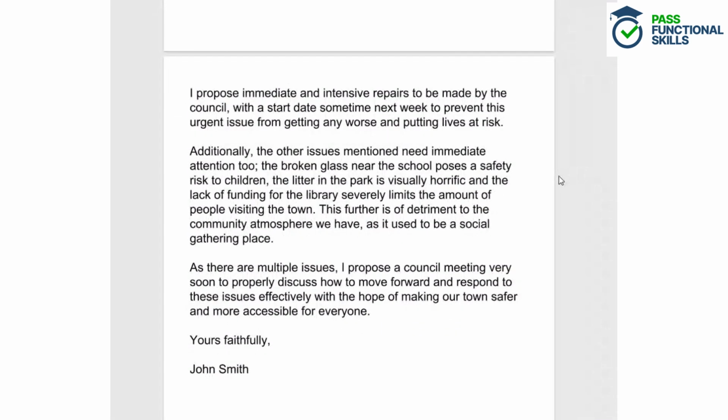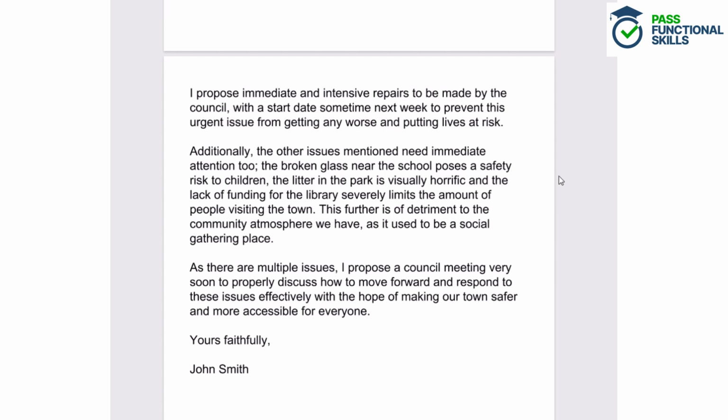I propose immediate and intensive repairs to be made by the council with a start date sometime next week to prevent this urgent issue from getting any worse and putting lives at risk. Additionally, the other issues mentioned need immediate attention too. The broken glass near the school poses a safety risk to children.